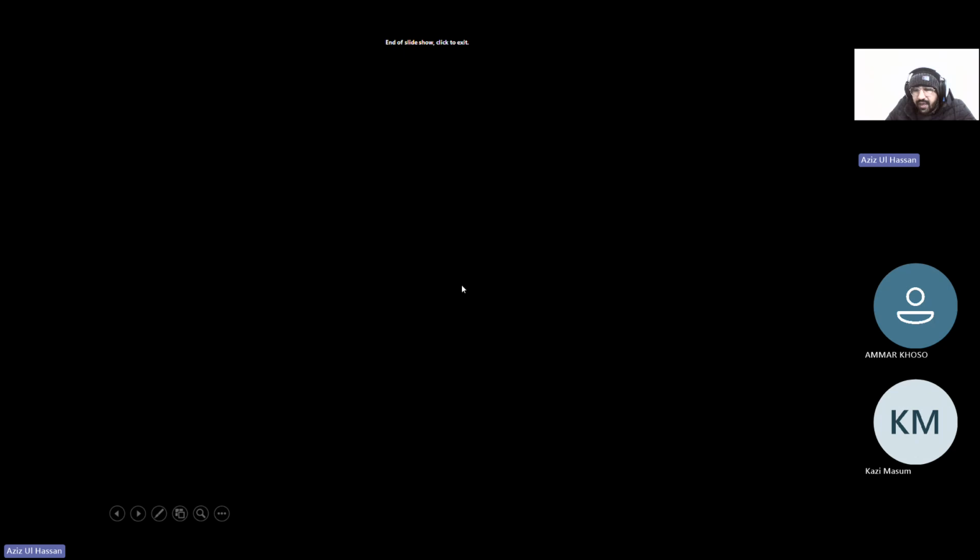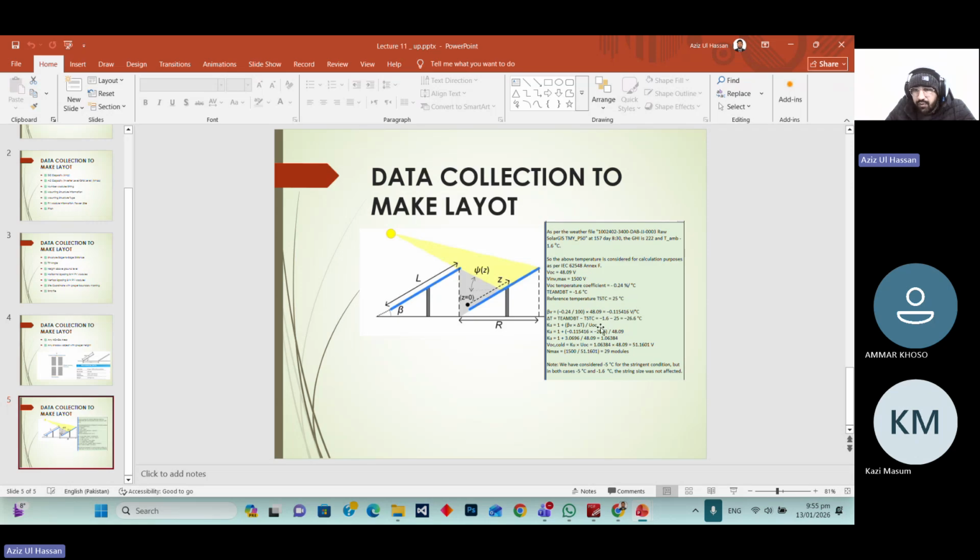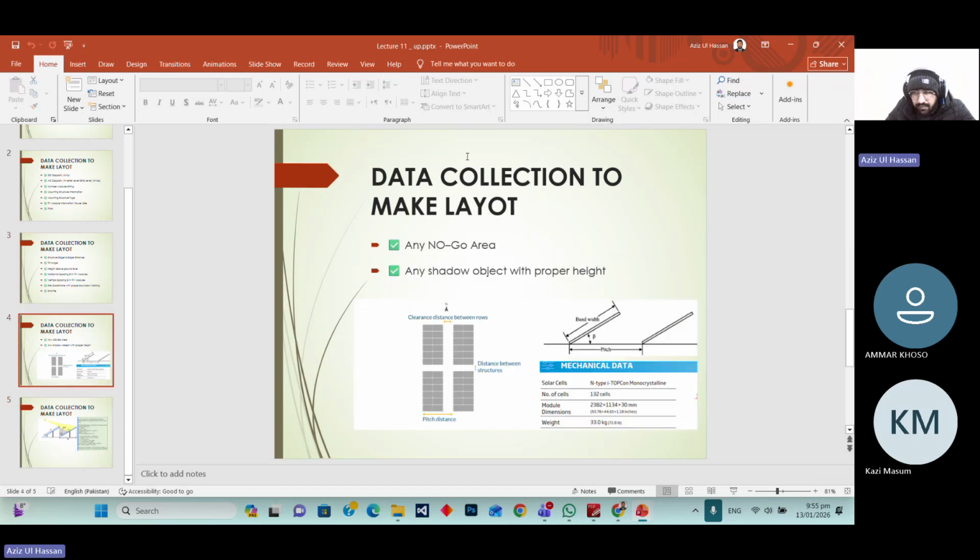Okay. So how will we calculate the DC string sizing? I have already mentioned the website, which is doc88. You will go there and find the IEC standard 62548. The overall formula is available there, and you can calculate the DC string sizing through that formula.